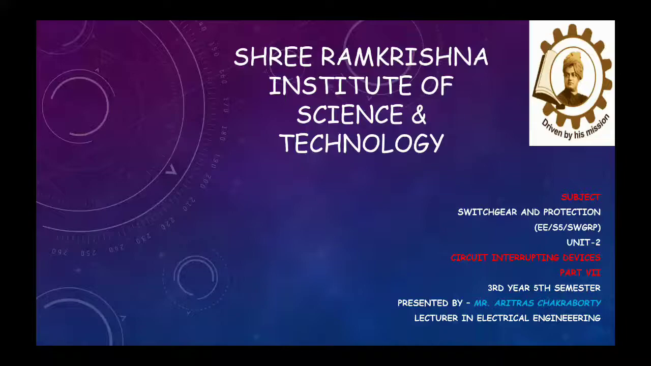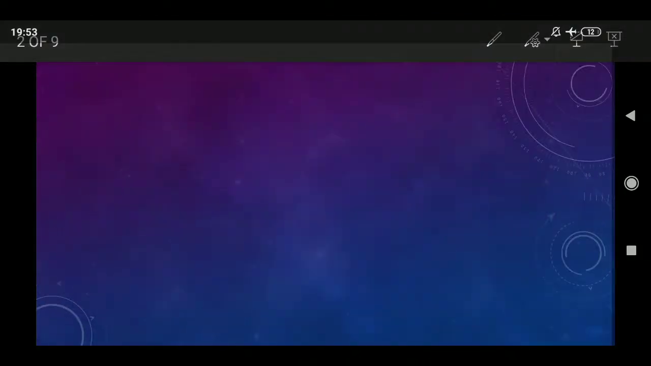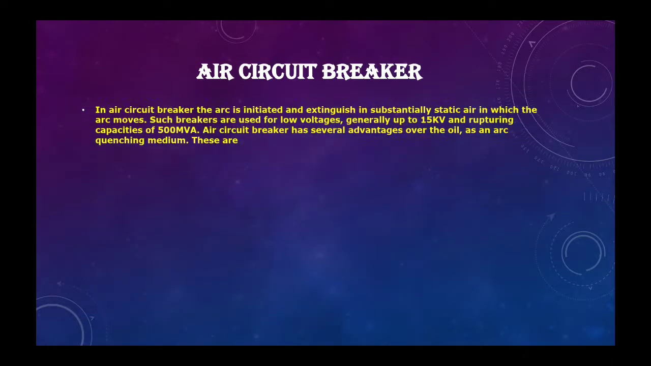Today, I am going to discuss part 7 of the lecture on circuit interrupting devices. The first part is the air circuit breaker. The air circuit breaker is not the air blast circuit breaker. There is a little difference between the air circuit breaker and the air blast circuit breaker.